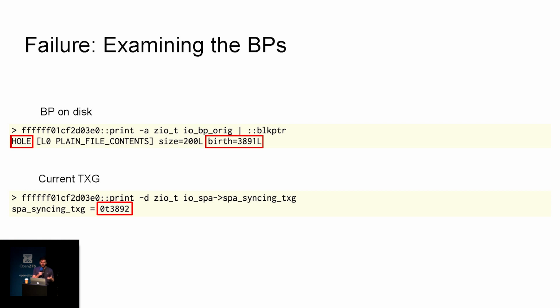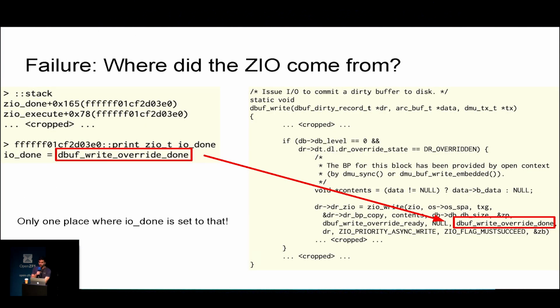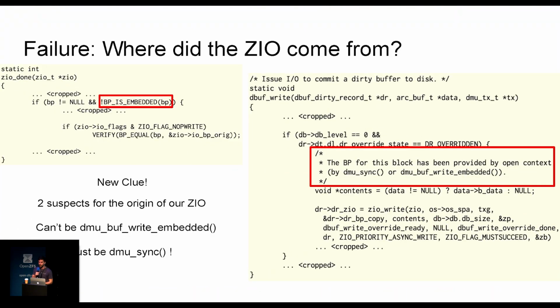And we see that the currently seeking TXG is 3892. So basically that block was freed one TXG before the current one. All right, so that's kind of interesting. So we are going back to IO done being set to dbuf write overwrite done, which is basically a callback. And looking at the code, there's only one place where IO done is set to that, and that's dbuf write. All right, so we're going somewhere.